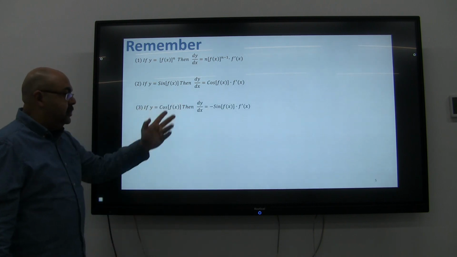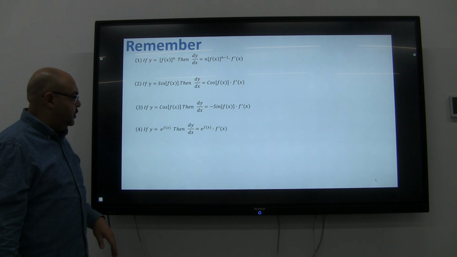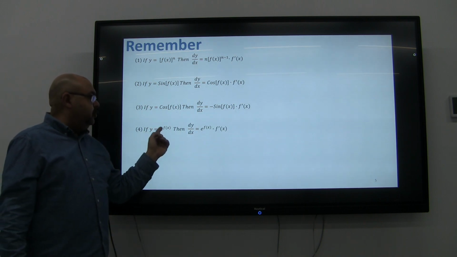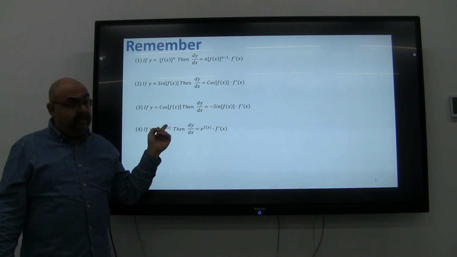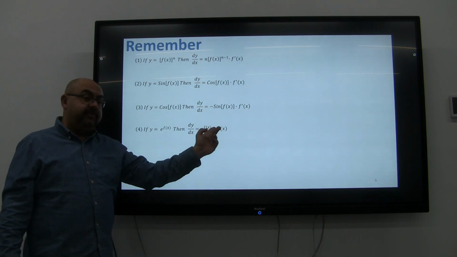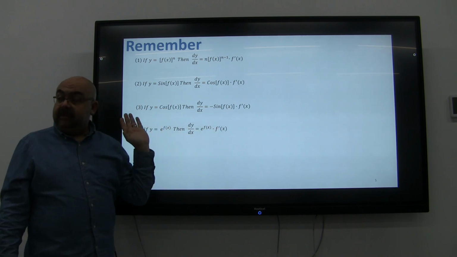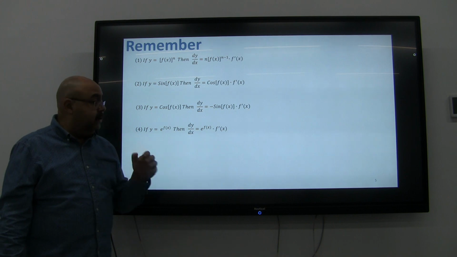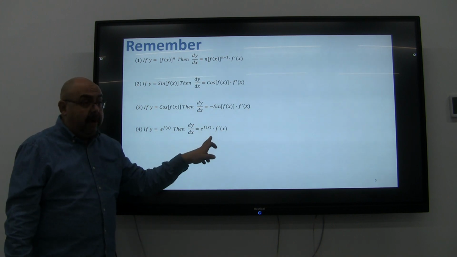If you have cosine, it's going to be exactly the same. It's just insisting on training you on trigonometric functions. If you have e to the power of f of x, don't you forget, you will have the exponential function times the derivative of the power. This is the differentiation of an exponential function. Be careful, the function itself times the derivative of the power.